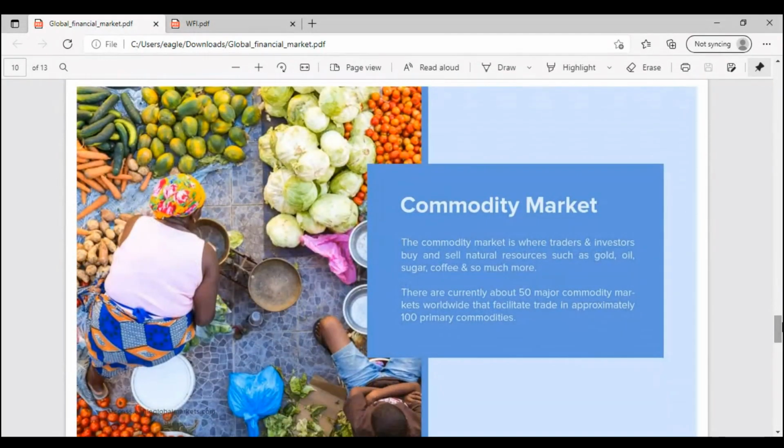The commodities market is where traders or investors buy and sell natural resources such as gold, oil, sugar, coffee, and so much more. Okay, there are currently 50 major commodities markets worldwide that facilitate the trade of more than 100 primary commodities. You can trade oil, crude oil to be precise. You can trade gold, copper, silver, aluminum, and the likes. You can trade all of these things in a commodities market. It has its own effect as well.